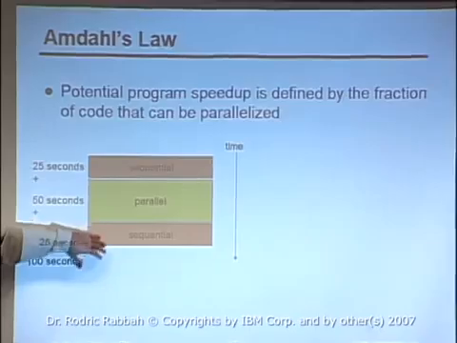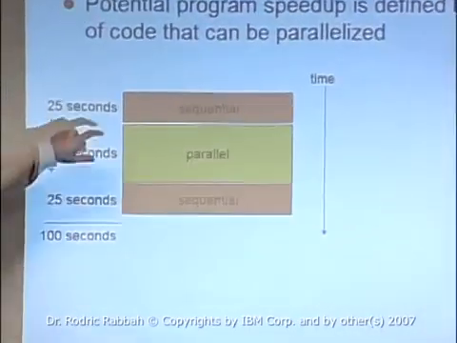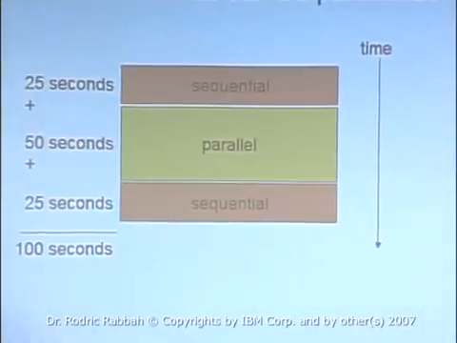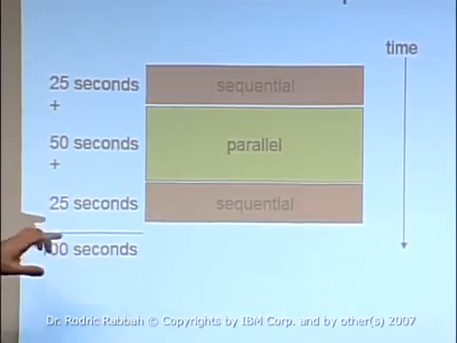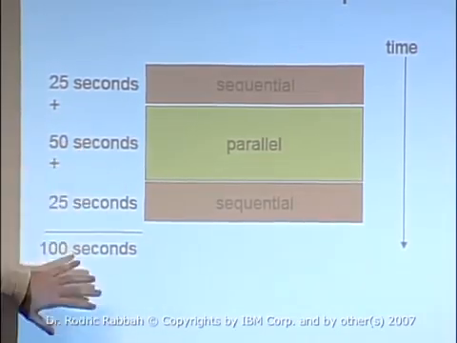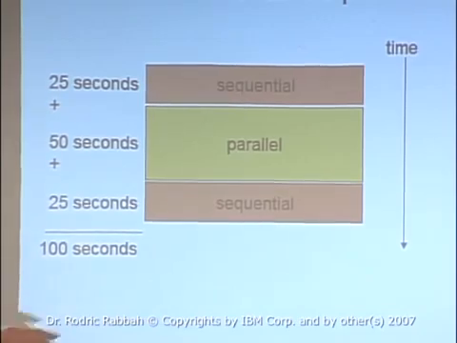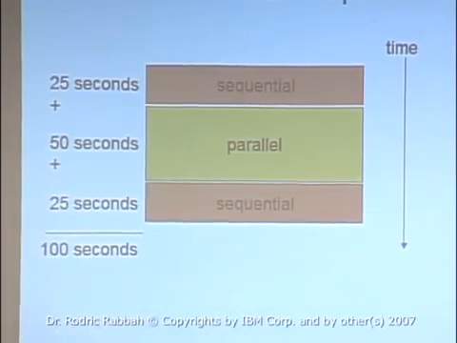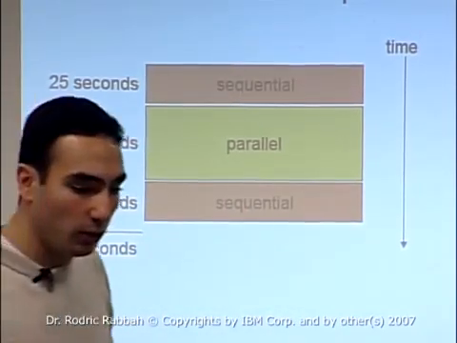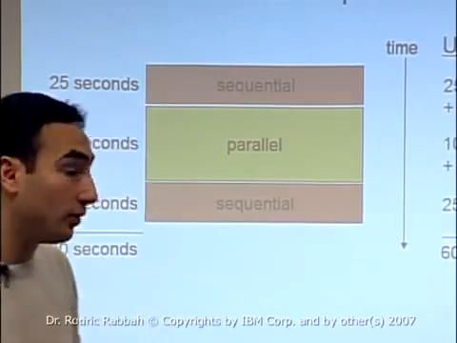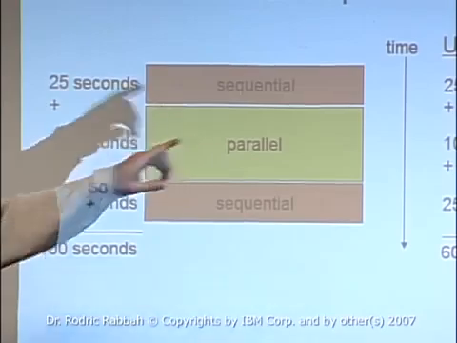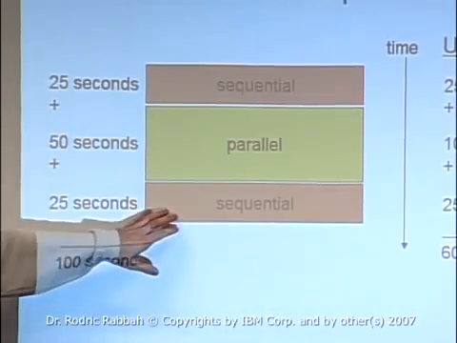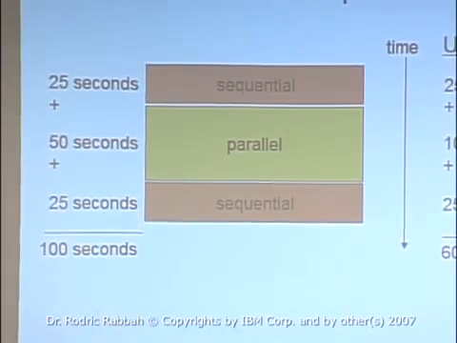So if I have some computation, let's say it has 3 parts: a sequential part that takes 25 seconds, a parallel part that takes 50 seconds, and a sequential part that runs 25 seconds. So the total execution time is 100 seconds. And if I have one processor, that's really all I can do. But if you give me more than one processor, so let's say I have 5 processors, well, I can't do anything about the sequential work. So that's still going to take 25 seconds. And I can't do anything about this sequential work either. That still takes 25 seconds.